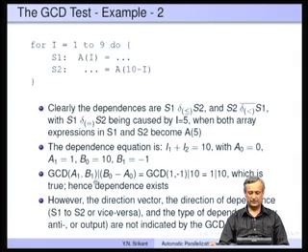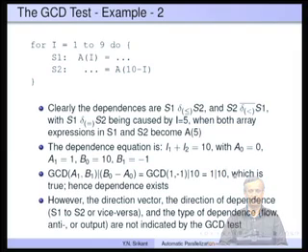Now, the GCD becomes GCD of 1 comma minus 1, this and this, divides 10. So, that means 1 divides 10, which is correct. So, the dependence exists. However, again we can't determine the direction vector, direction of dependence, type of dependence, etc., by this GCD test.